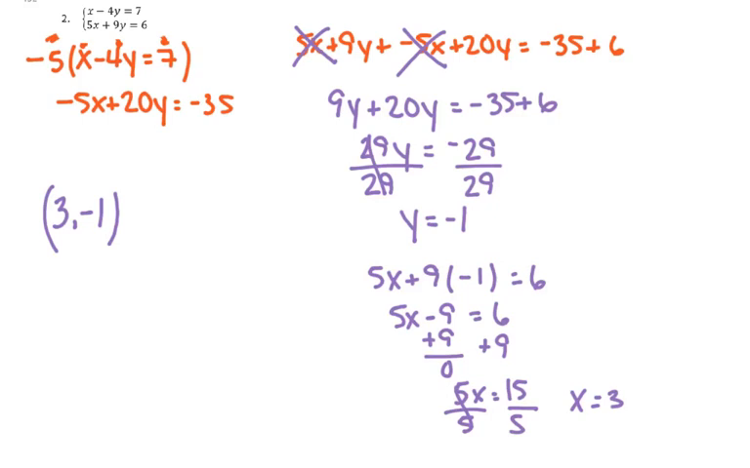And I actually really like that because the graph would be really easy to see where the two lines are crossing. So we really like integers. We really like 3 and -1 as a solution to a system of linear equations. So that was another one that wasn't too terribly difficult.